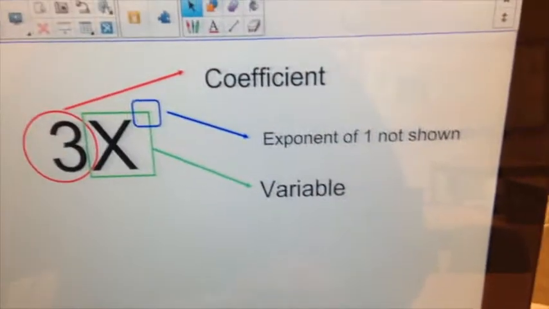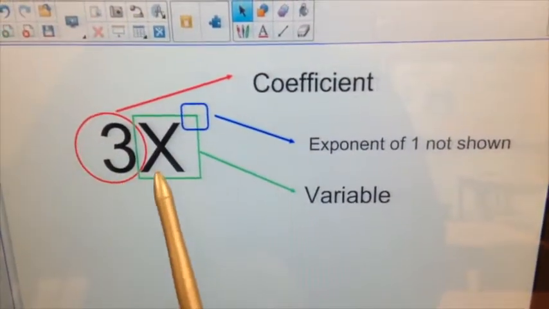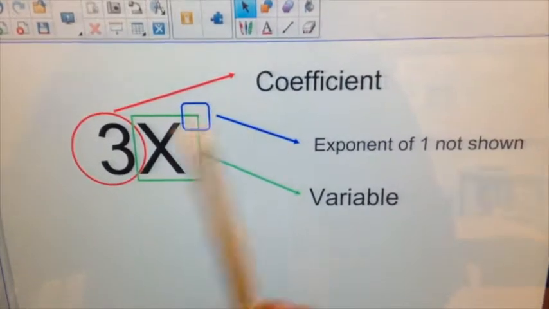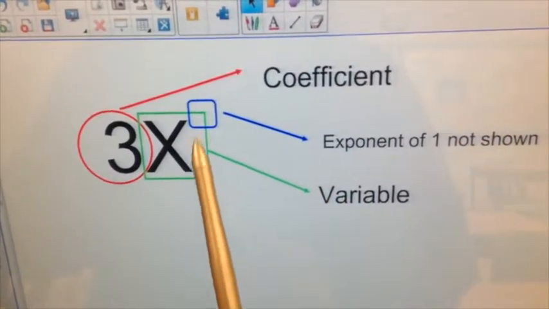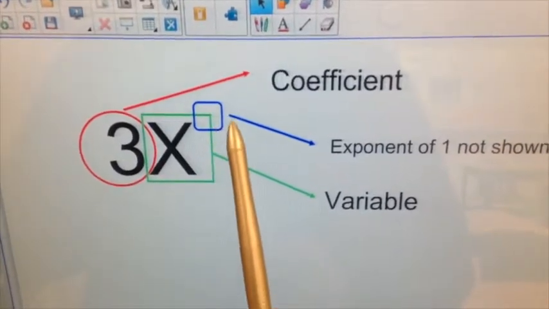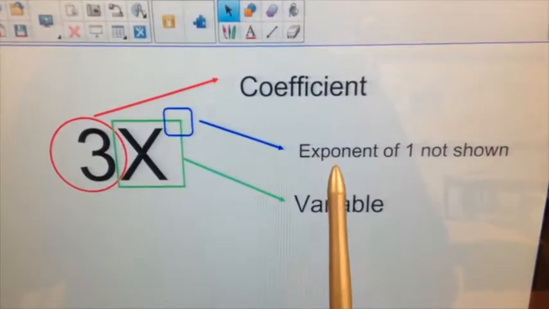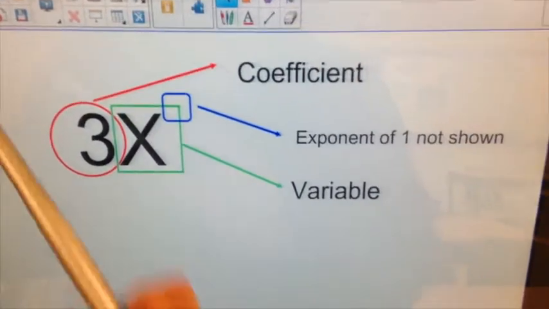So here's some terminology. Anytime you have a number next to a letter, that number is called a coefficient. The letter itself is called a variable. If the variable doesn't show an exponent, there is an exponent, it's just not shown. It's an exponent of 1.